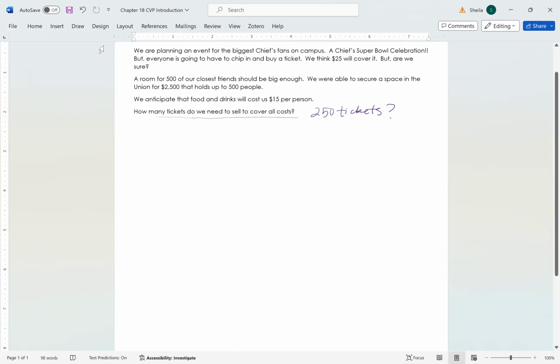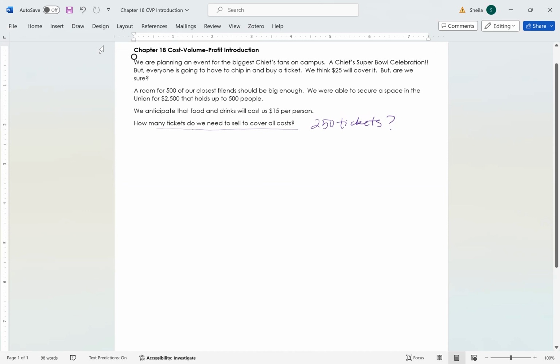So the first thing we need to remember with cost volume profit is we have to break costs into variable costs, fixed cost, or mixed cost. We're going to talk more about those in a later video, but what that really means is that there are costs that change in proportion to our volume, and there are costs that do not change in proportion to our volume. The costs that change in proportion to our volume are variable costs. So if we look at this, which is the variable cost? That's right, the $15 per person. Since it's per person, this is going to be considered a variable cost.